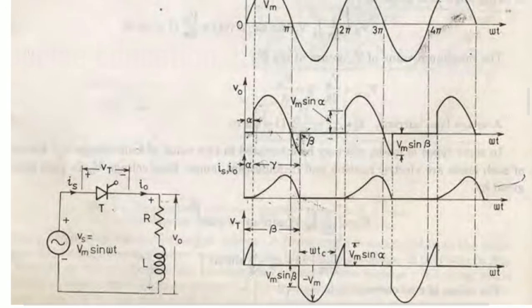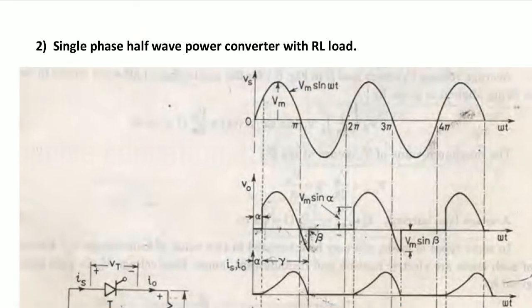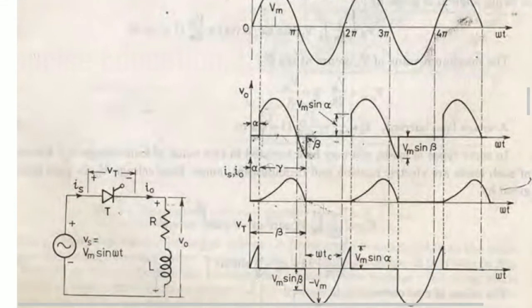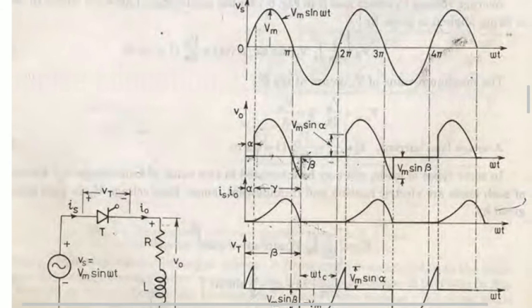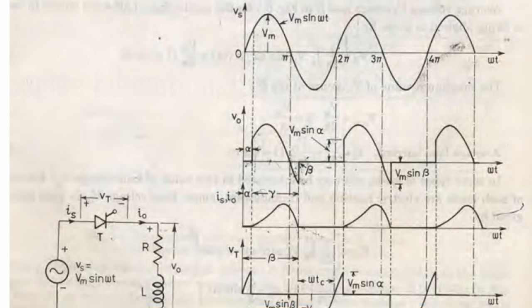So this is the power circuitry for the second type of converter, that is single phase half wave power converter with RL load. Here the only change is in the load, that is instead of R load, here RL load is used, that is R for resistor, L for inductor. So there are some minor changes in the waveforms, due to inductance. Due to inductance at the output side, the current gradually increases. We can see the current is rising, that is Io, the third waveform.